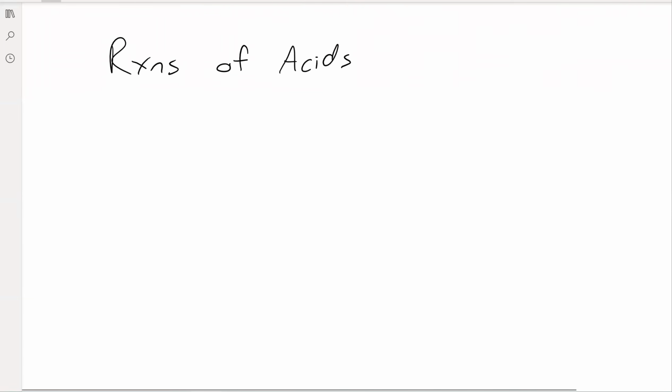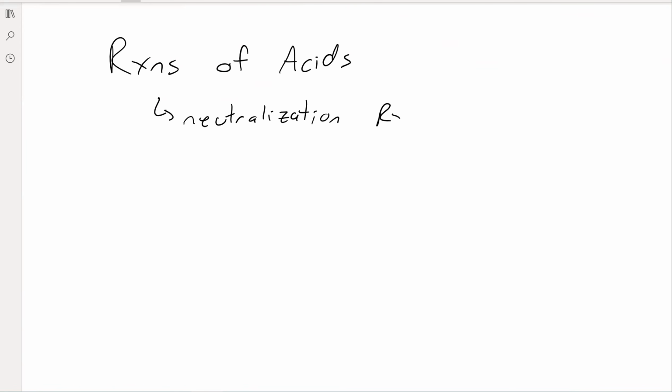All right, next up, let's take a look at some reactions of acids. We're only going to look at two types. The first is a neutralization reaction. So basically, what happens in a neutralization reaction is that an acid encounters a base and they basically neutralize each other. So an acid encounters a base and what you'll form is some type of salt and a water molecule.